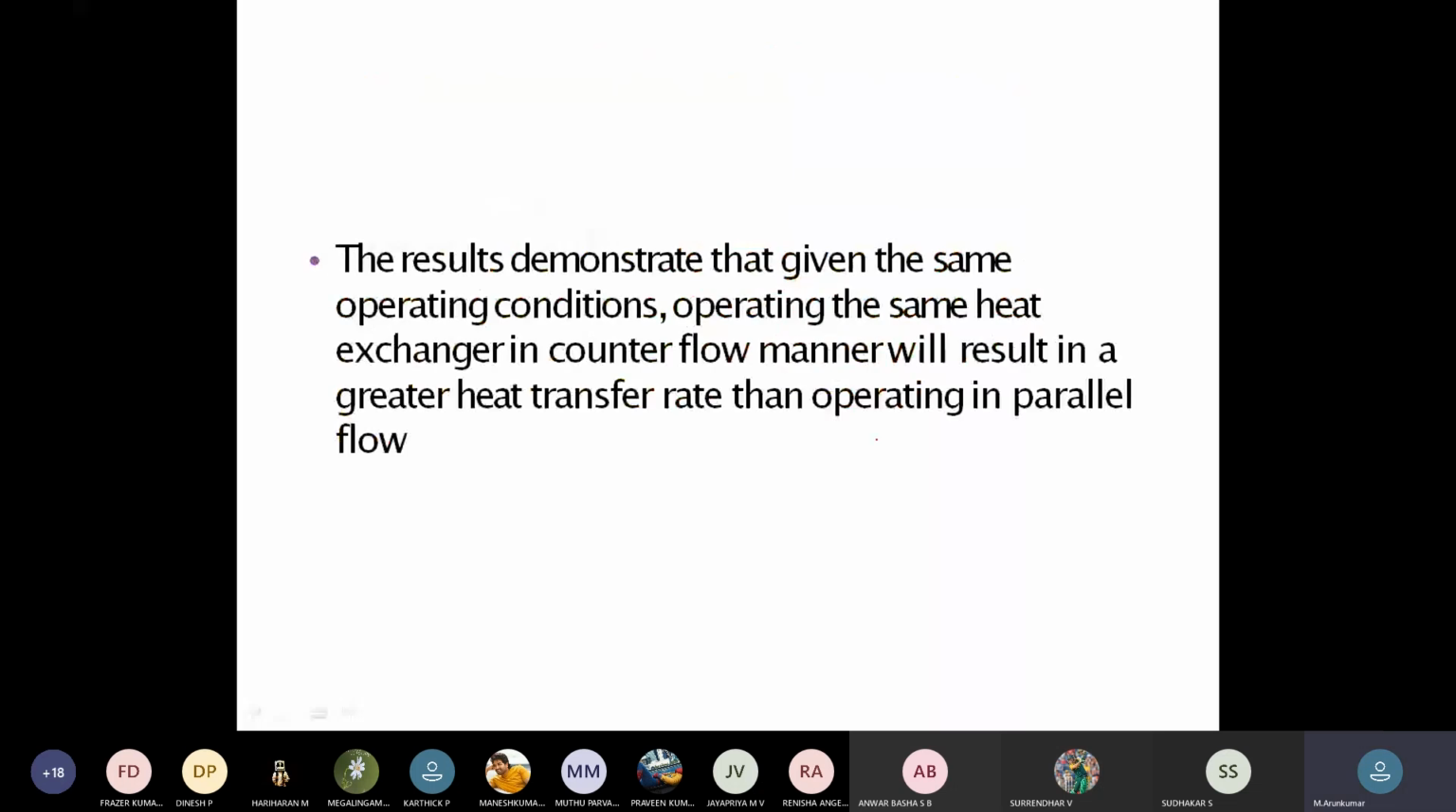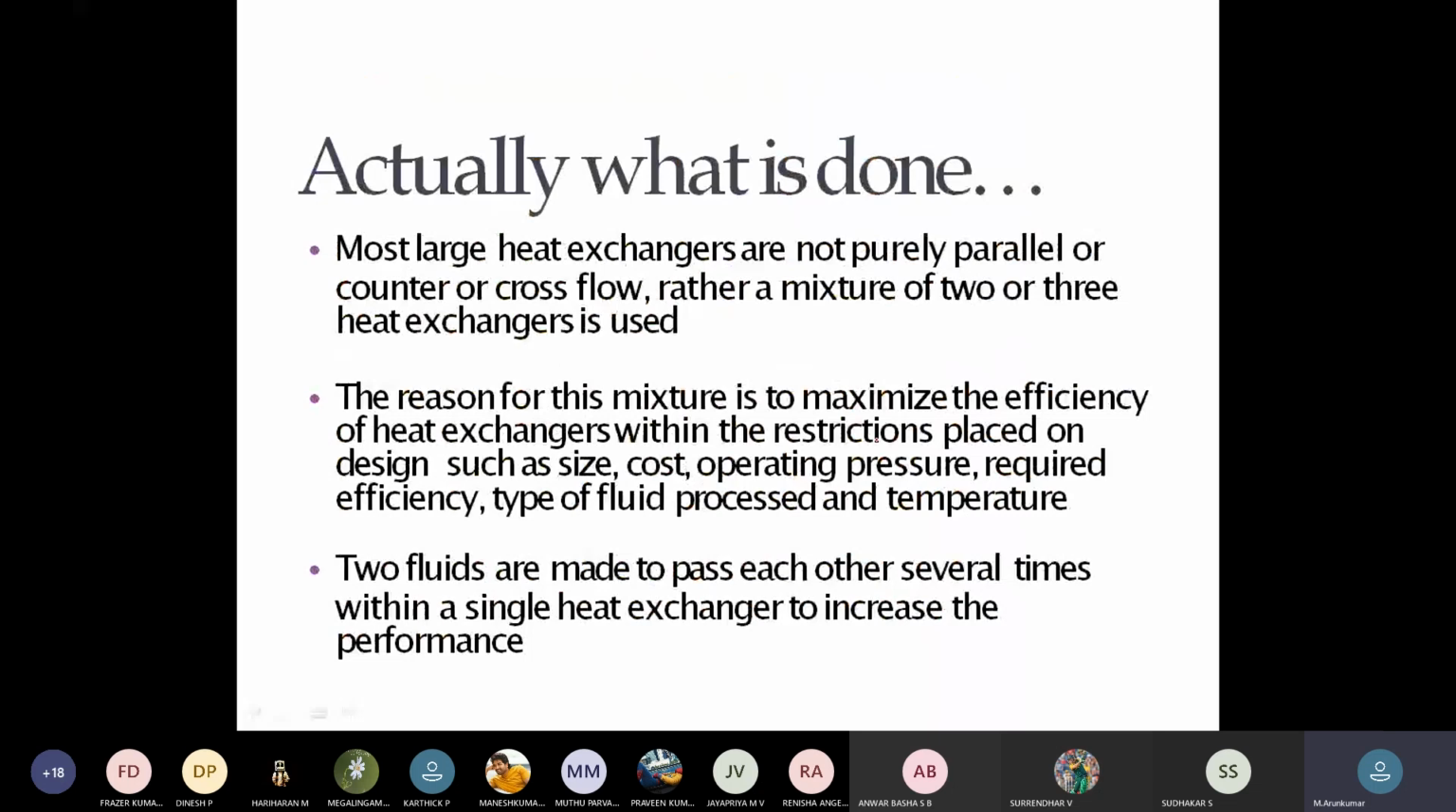So actually, most large heat exchangers are not purely parallel, counter, or cross flow; rather, a mixture of two or three heat exchangers is used. So there is a combination for the large heat exchangers. The reason for this mixture is to maximize the efficiency of the heat exchanger within the restrictions based on the design, such as size, cost, operating pressure, required efficiency, types of fluid, and temperatures.